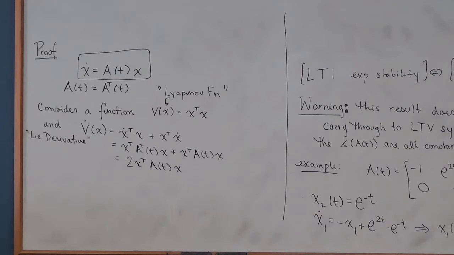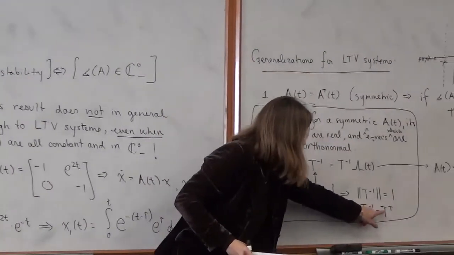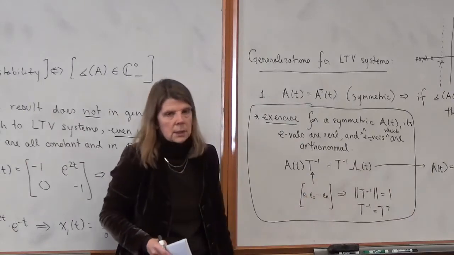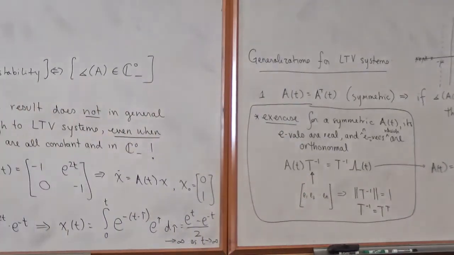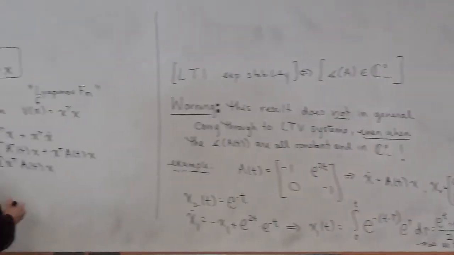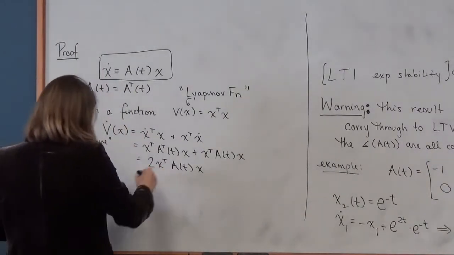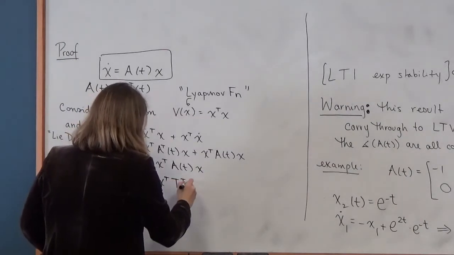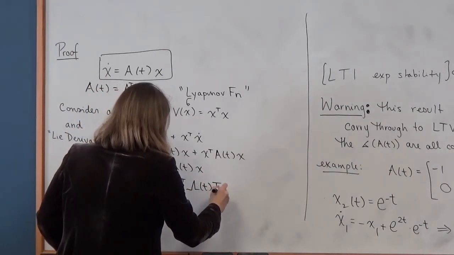And I can actually do a little bit more here. I know that these eigenvectors are orthonormal. Because these eigenvectors are orthonormal, I know that T inverse is equal to T transpose. That should be part of the exercise. If the columns of this matrix are orthonormal, then the inverse of the matrix is just the transpose of the matrix. That just comes out of the fact that this is an orthonormal set. Okay, so that helps us over here, because now we can replace A(t) with T transpose Lambda(t) T.